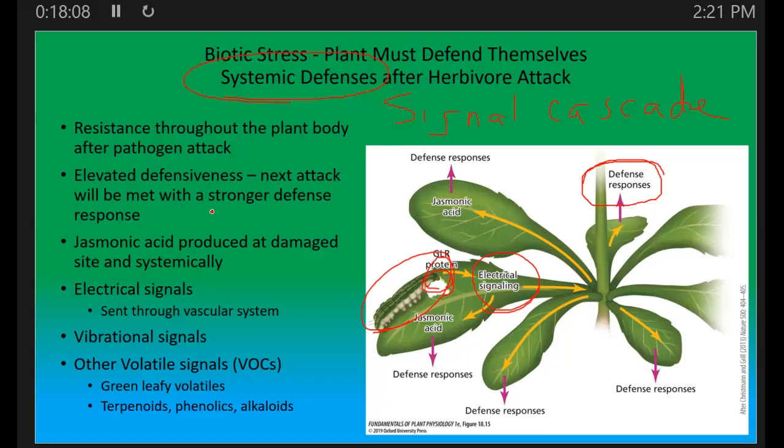And then terpenoids, phenolics, alkaloids, these are types of secondary metabolites, different categories. It just depends on what is attacking it, which secondary metabolite it might end up making. Okay, so very sophisticated processes.